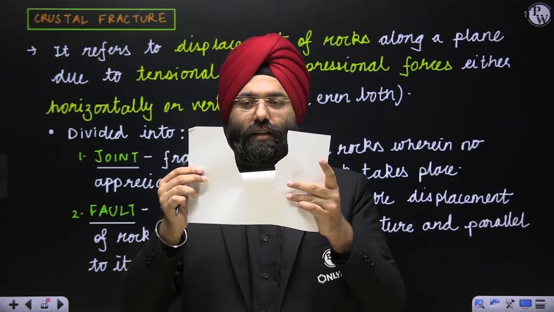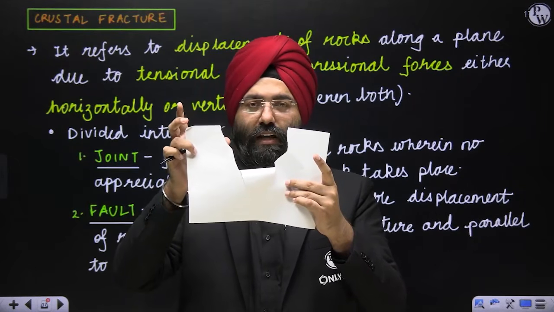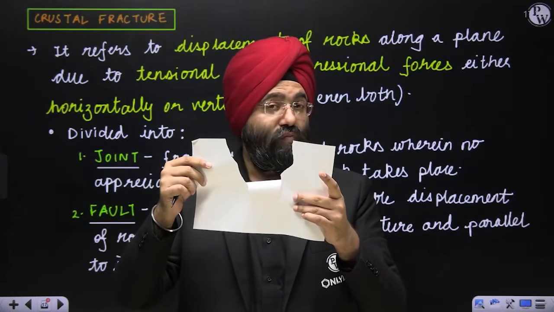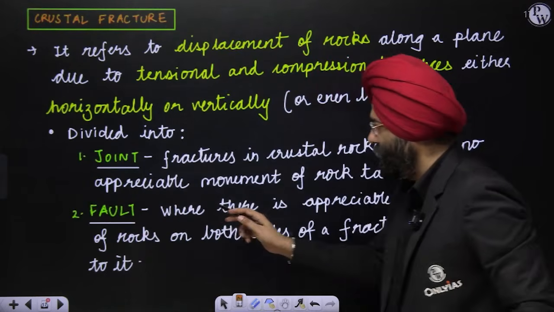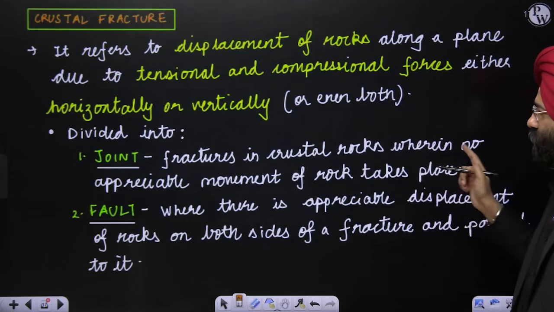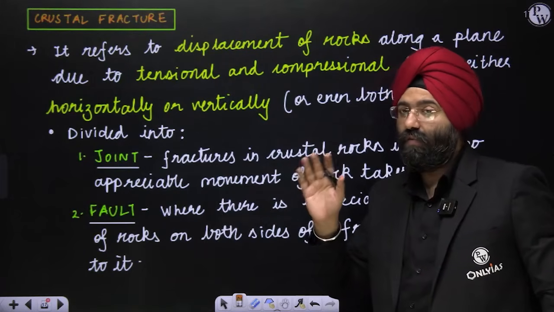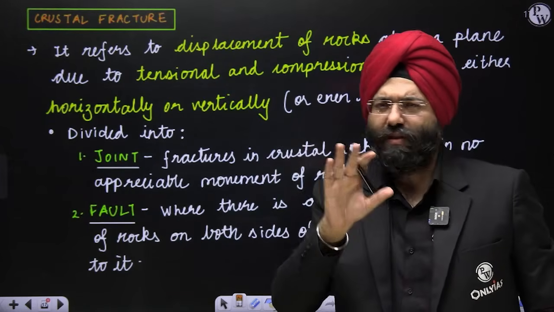Right? Because it started from a joint or a fracture, and now what is happening? There is some movement that has taken place. Now, when the movement takes place, then it is known as a fault. The fractures in the crustal rocks wherein no appreciable movement takes place, there are cracks that have developed, but no specific, noticeable movement has taken place, because these are merely joints.